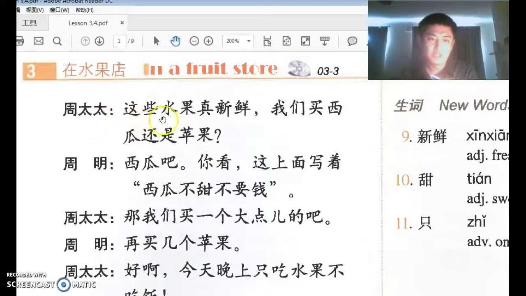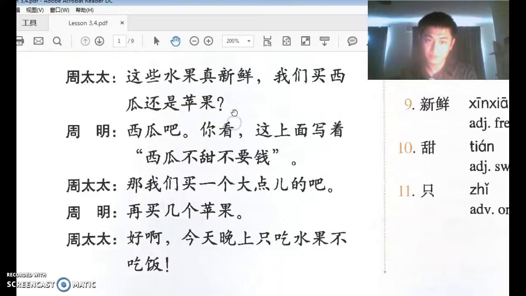周太太说 这些水果真新鲜. 新鲜 is fresh, really fresh. These, right? 这个 and 这些, 这个 is this one, 这些 is these. 水果真新鲜. 我们买西瓜还是苹果? Watermelon or apple.